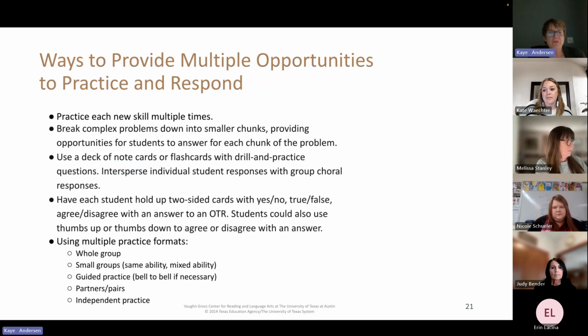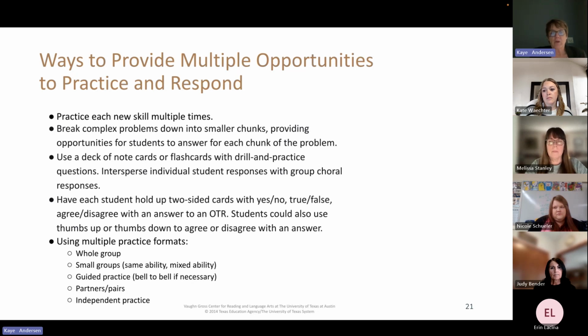Like, when would we do it? When they have a new skill, we should practice that new skill multiple times, not all in the same day. Break complex problems down into smaller chunks and have them answer each chunk of the problem before you move to the next step. They can't be right in the entire process unless we're sure they're right as we go through each separate step of the problem.